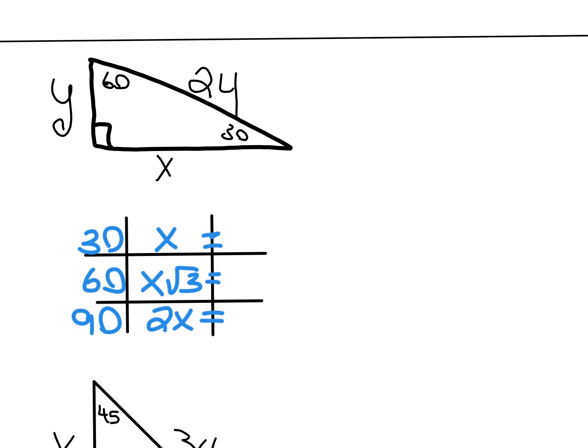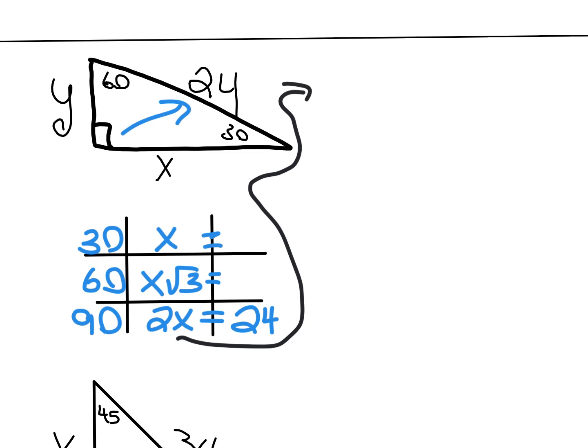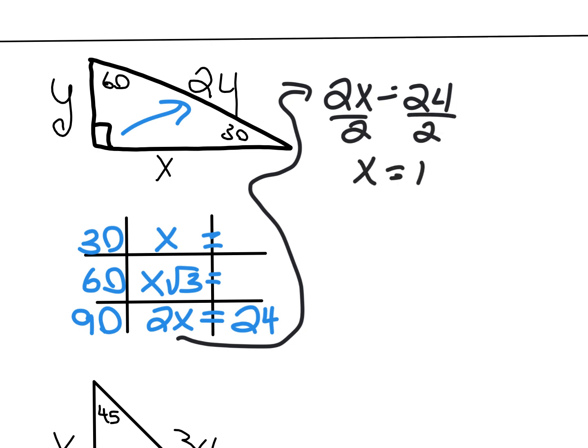So what we need to do is we need to put 24 somewhere. So 24 is opposite the 90-degree angle, which means 24 goes where the 90-degree angle is. All right, that's my equation. Take that equation up here and solve it. 2x equals 24. Divide by 2. So x equals 12. So now I know what x is. So I can go back here and put x is equal to 12. And then here, I'm just replacing this x right here with what x is. So 12 square root of 3.